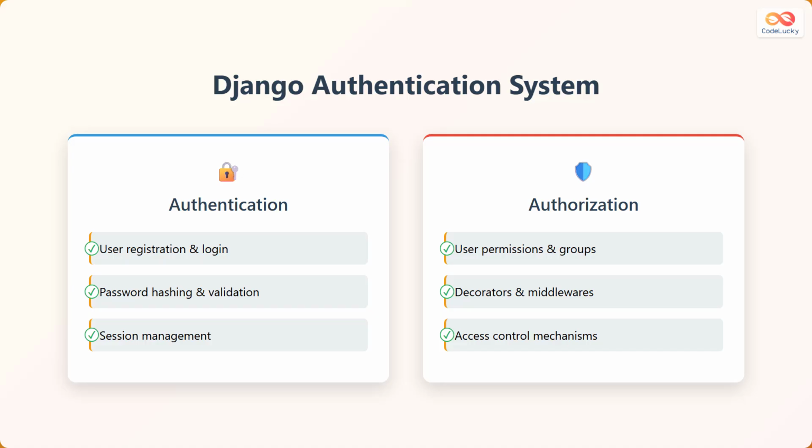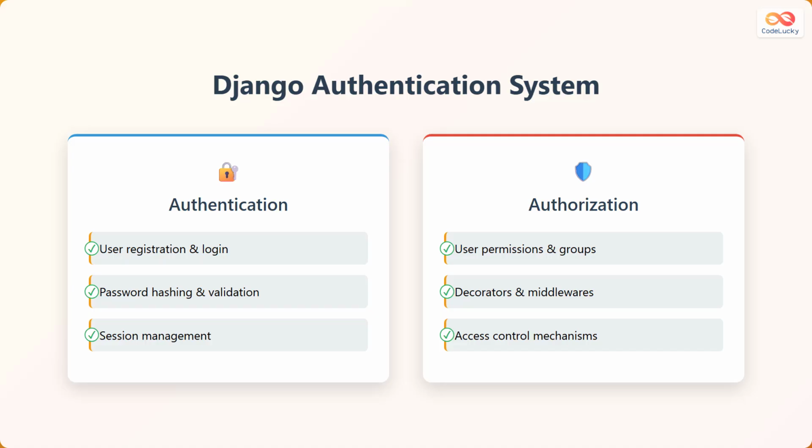Django includes a comprehensive authentication system that handles user management, permissions, and security. The authentication component manages user identity verification through registration, login, and logout functionality. It includes secure password hashing using industry-standard algorithms and automatic session management. The authorization component controls access to resources through a flexible permissions and group system.